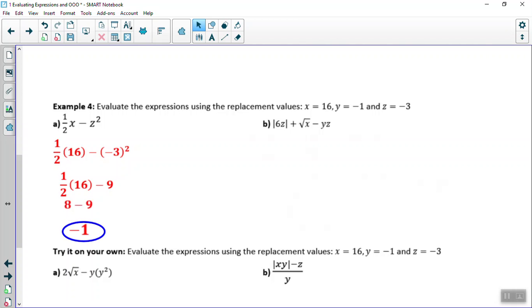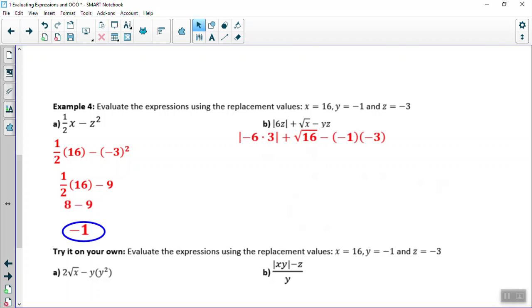All right, let's try one more. All right, we have the absolute value of 6 times z plus the square root of x minus y times z. All right, we have to be really careful when we simplify here. Notice that my square root symbol ends at just the x. That minus yz is not underneath the square root symbol. Okay, so we have to make sure we pay attention to that when we substitute. So when I substitute in, notice my square root symbol stops at the end of 16. None of the other stuff is included.